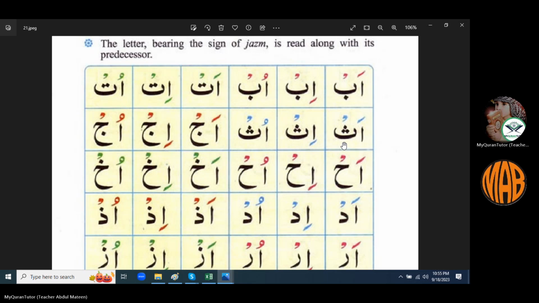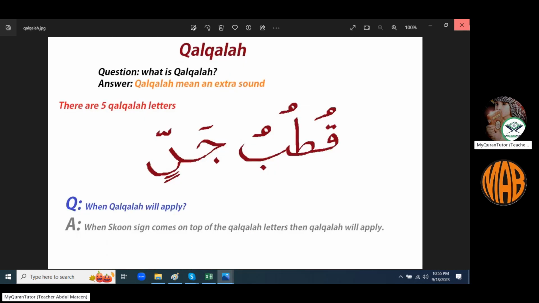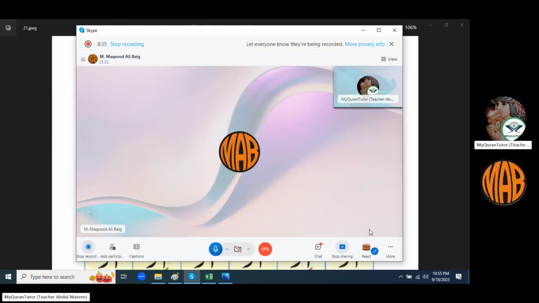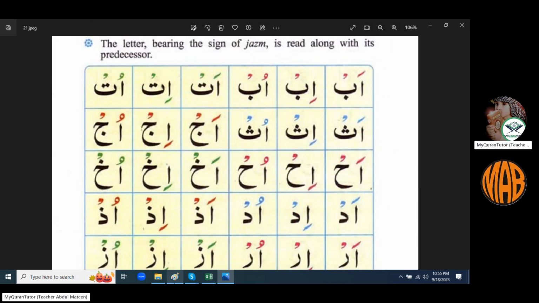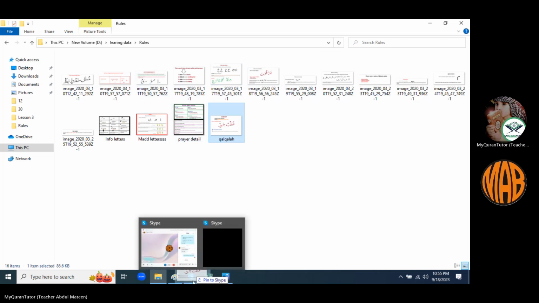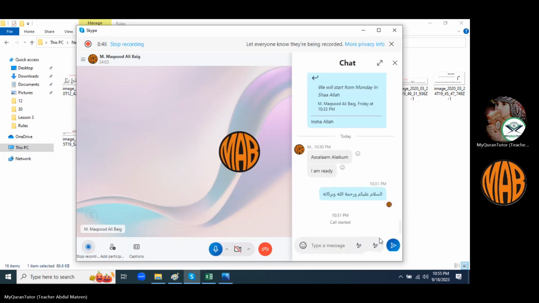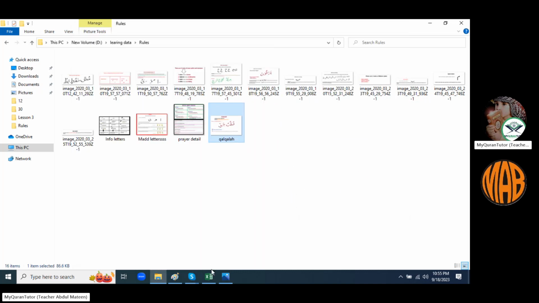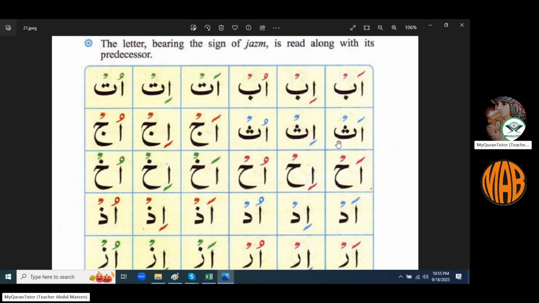Now open the rule for this. Sa is not a qalqala letter. Sa is not a qalqala letter. Okay. Let me send you this page. This one is qalqala. I just sent you this page. You have to memorize after your class. So right now you have to say this one. Khutbut jaddin.